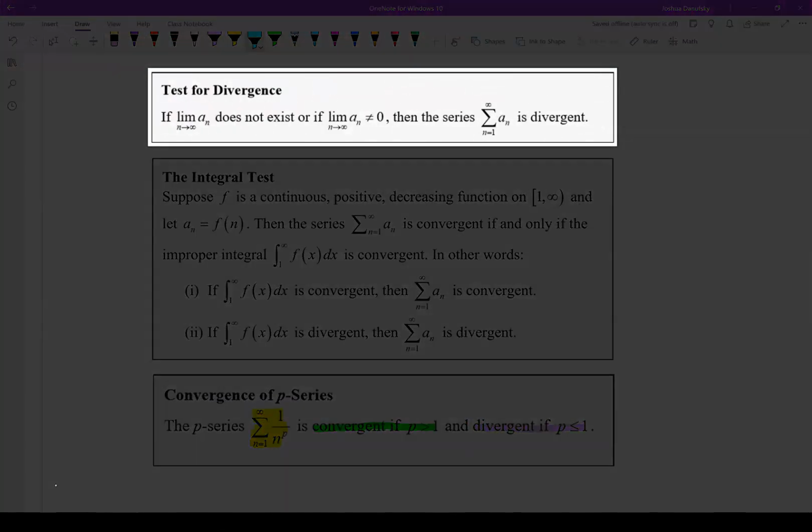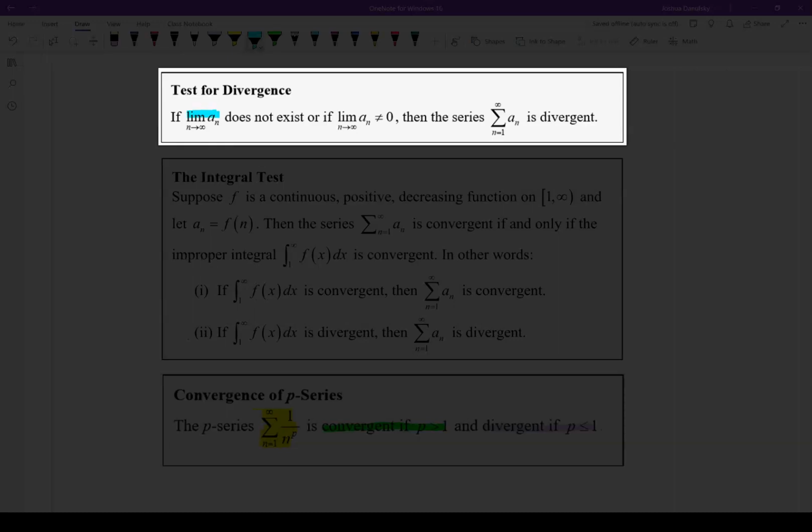We could first try the test for divergence pretty quickly. If we have the series n equals 1 to infinity of a sub n, we look at the limit of the sequence of terms as n goes to infinity. If this limit does not exist, or if it does not equal 0, then the series is divergent. If we get any other result from this limit, then the test for convergence is inconclusive. We can never conclude that a series is convergent using the test for divergence.